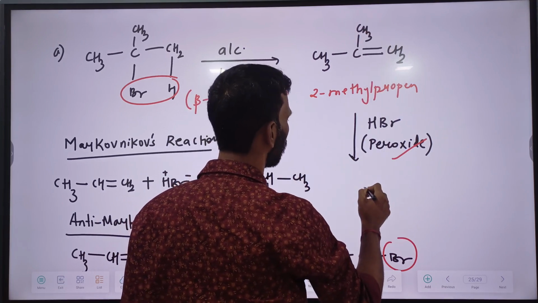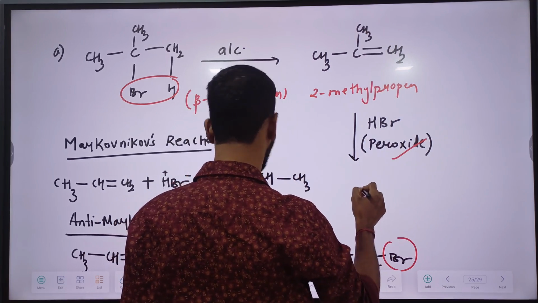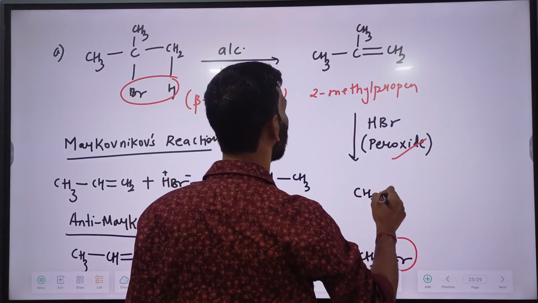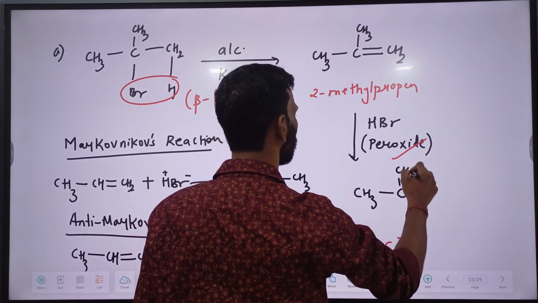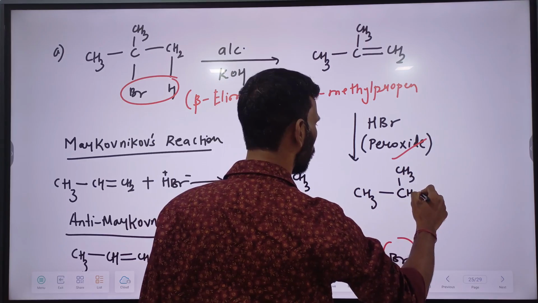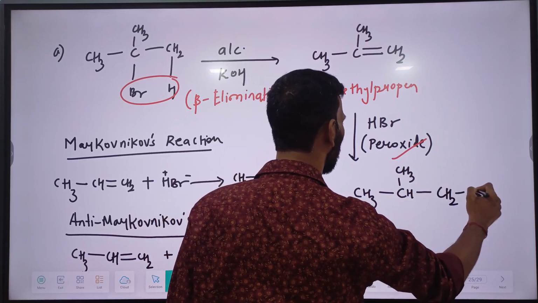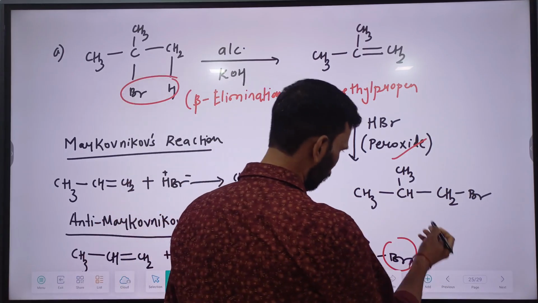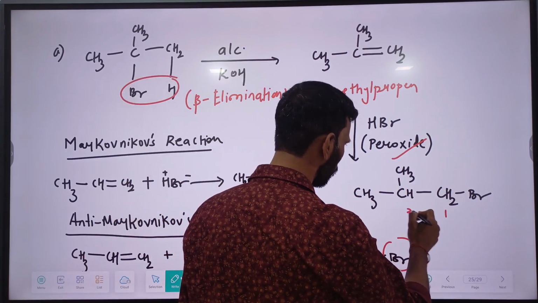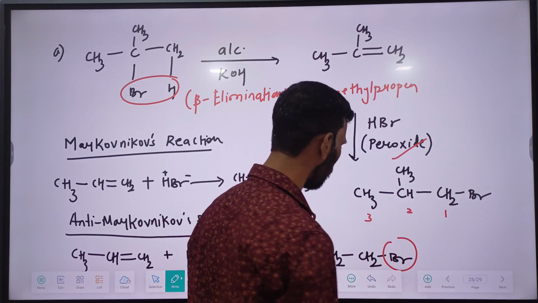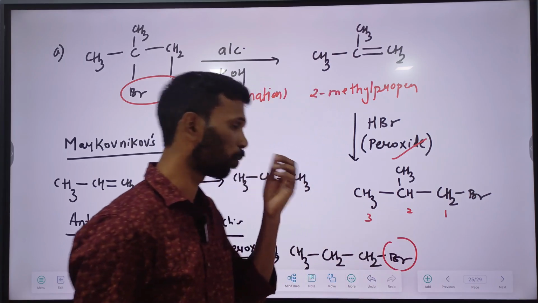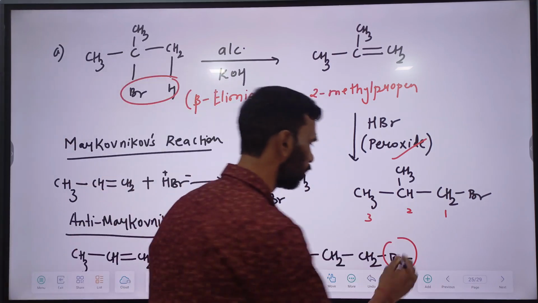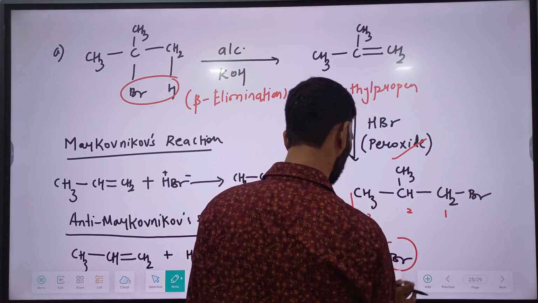Means the product you are going to get is this CH3, a hydrogen will come over here and the Br will come to the carbon which has more hydrogens. Name of this, 1, 2, 3. Name of the compound, right? IUPAC nomenclature. Bromo and methyl. B comes first. So I'll write the name of this.